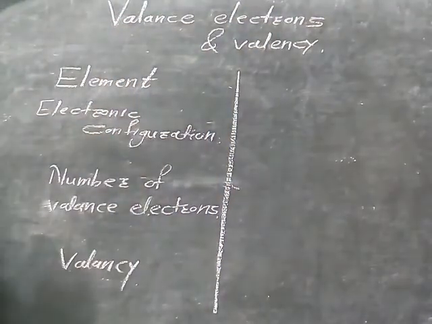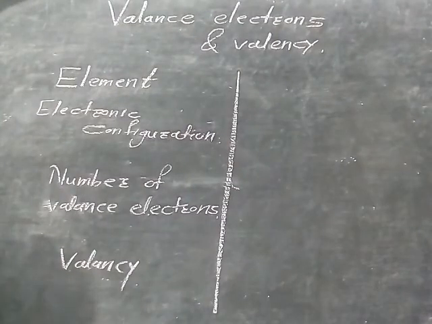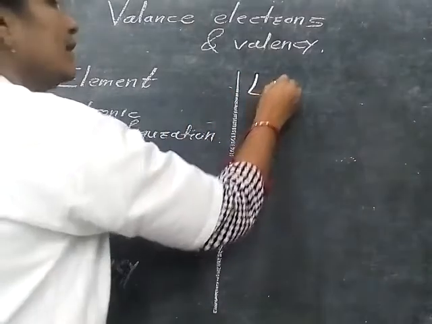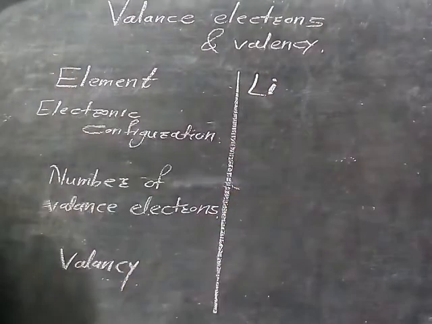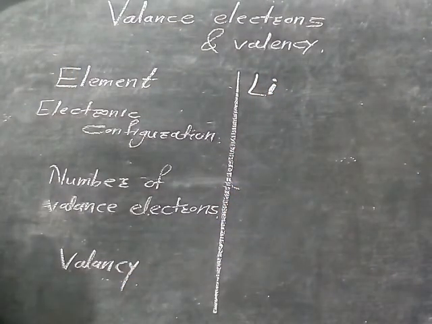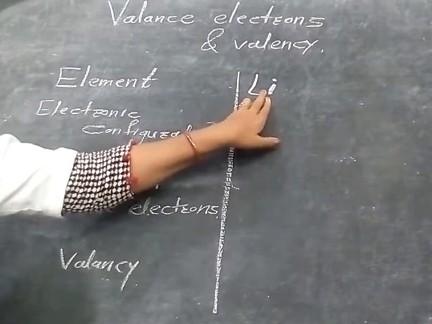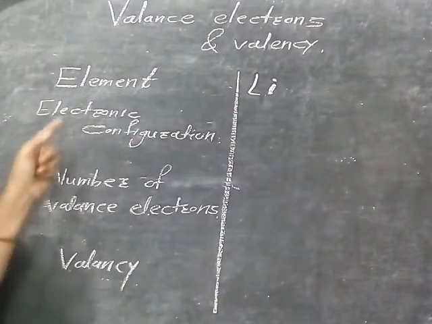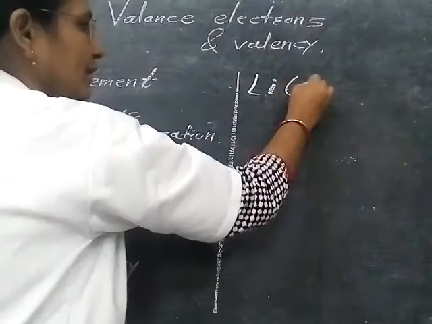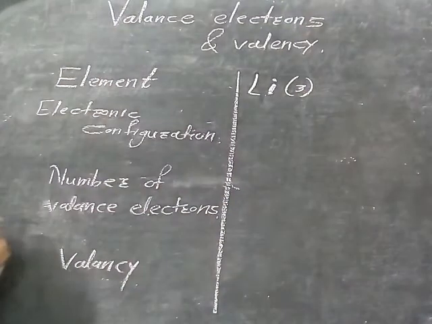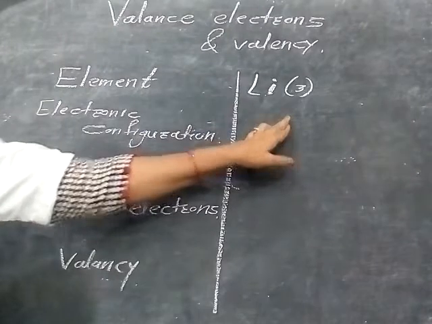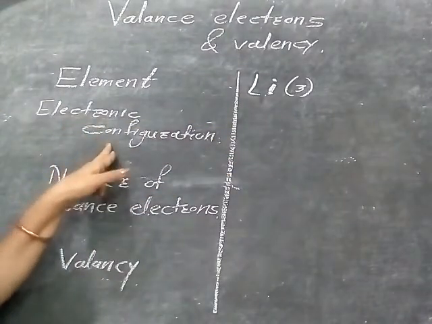So let us take one example, lithium. We know that the atomic number of lithium is 3. Now here the number of electrons is also 3.